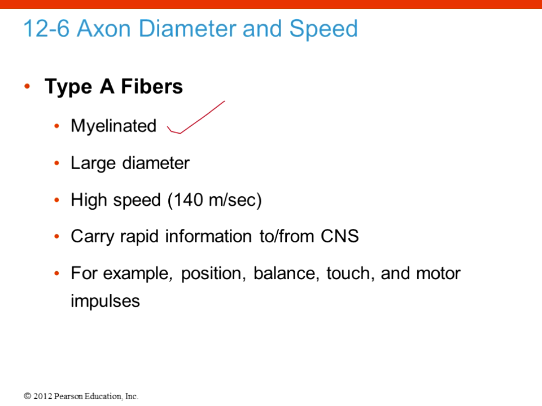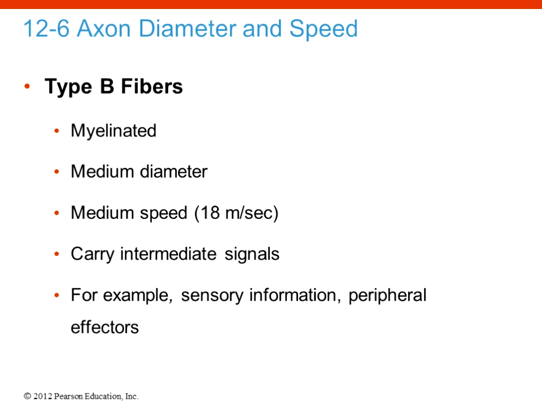So type A fibers are myelinated and have a pretty large diameter. So obviously those are the ones that are going to move the fastest, right? Very, very rapid information to and from the central nervous system. So these are the types of things that will be attacked primarily in multiple sclerosis we just talked about, right? So position, balance, touch, motor impulses, coordination, all those things go on type A myelinated fibers. Type B fibers are also myelinated, maybe not quite as large in diameter, and they're still going to send information pretty quick, but it's a little bit slower than type A fibers.